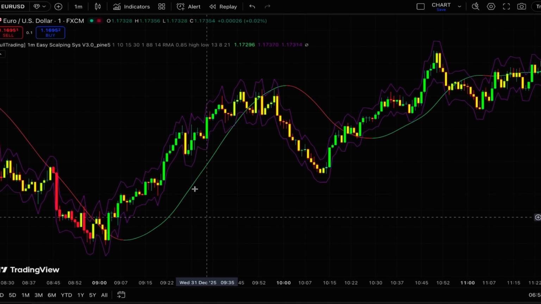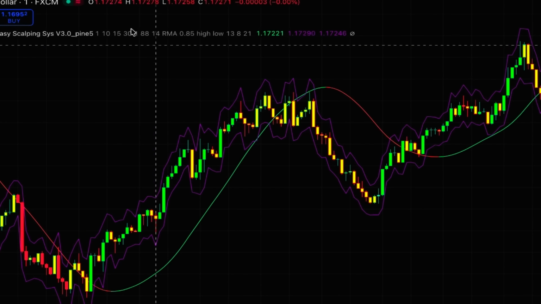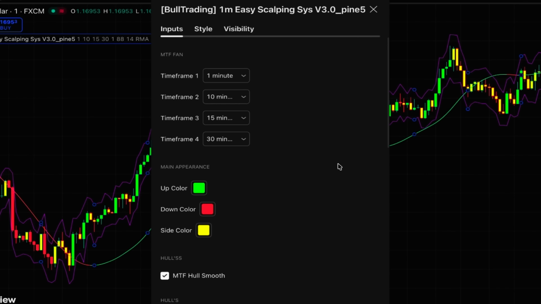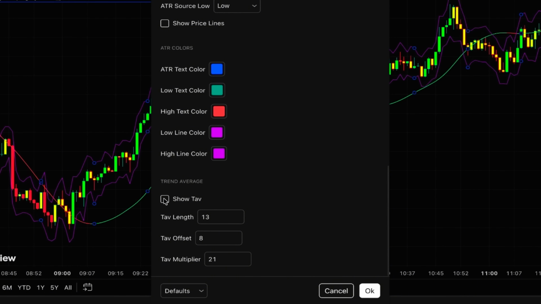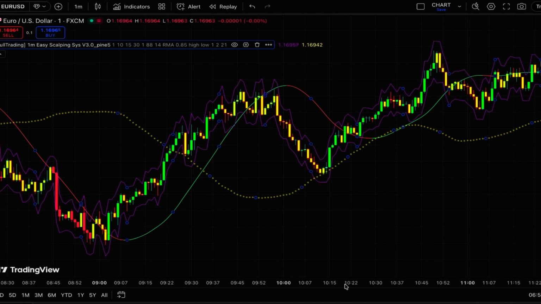Alright, getting back to the indicator, first we go to the settings of the indicator and we scroll down, and here we turn on trend average, and for the length we set it at 1, and for the offset we set it at 2, and for the multiplier 21 is okay. Alright, now let me explain what we have here.